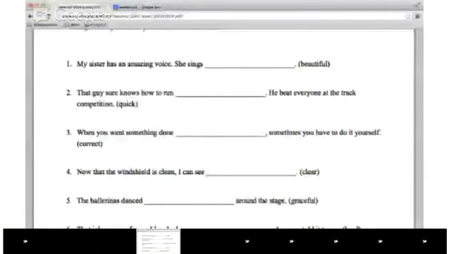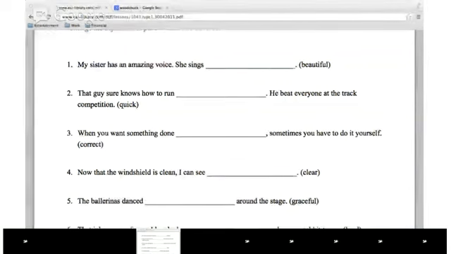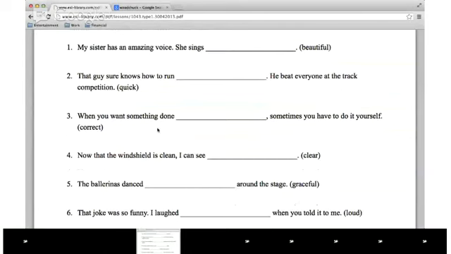All right. Number 2, this is for Yusuf. Yusuf, are you there? Okay, how about Mina? Number 2, please. That guy sure knows how to run quickly. He beat everyone at the track competition. Good, quickly.